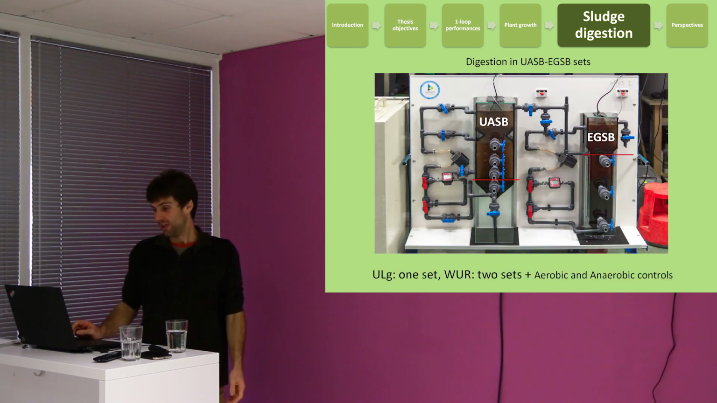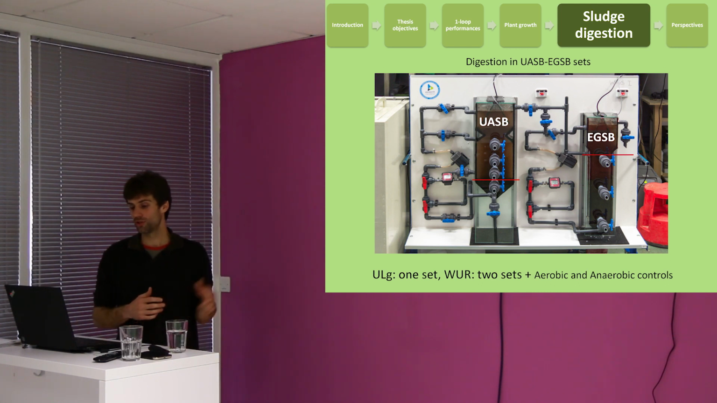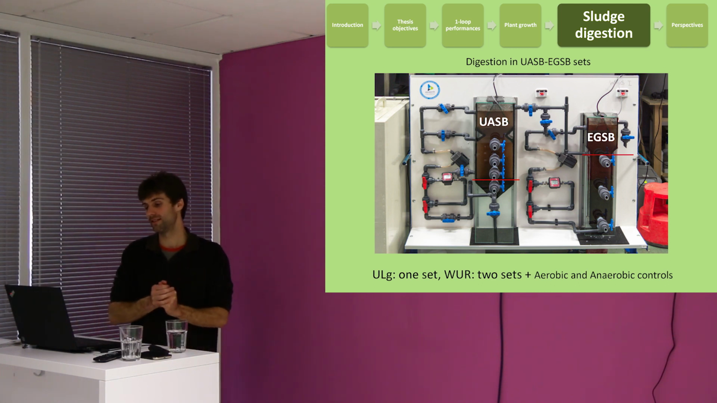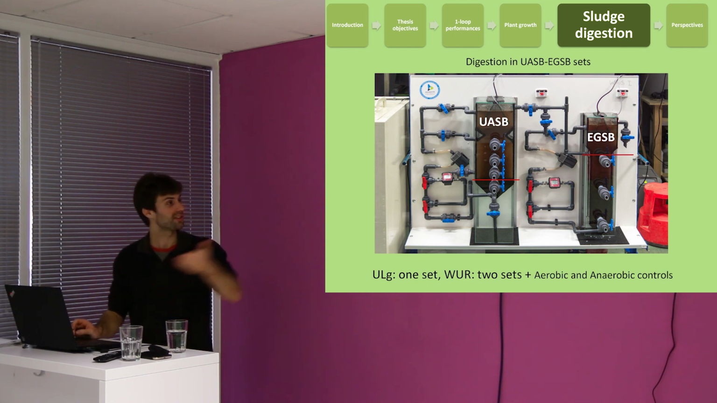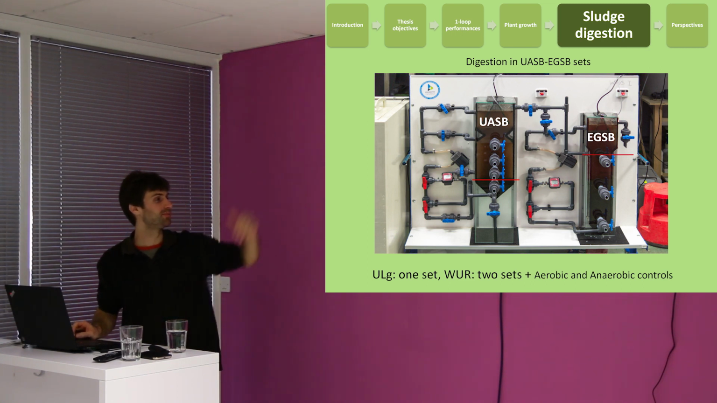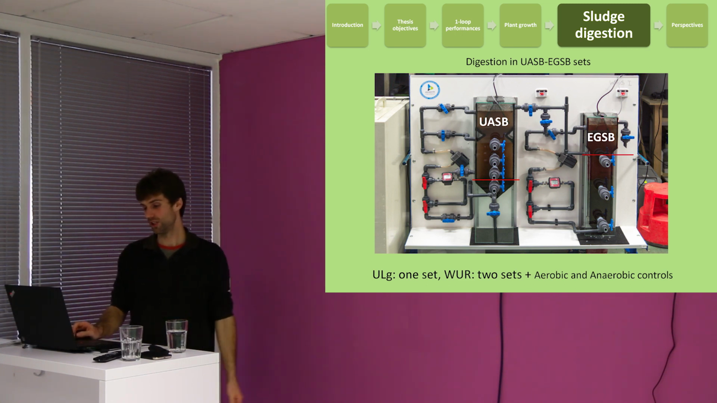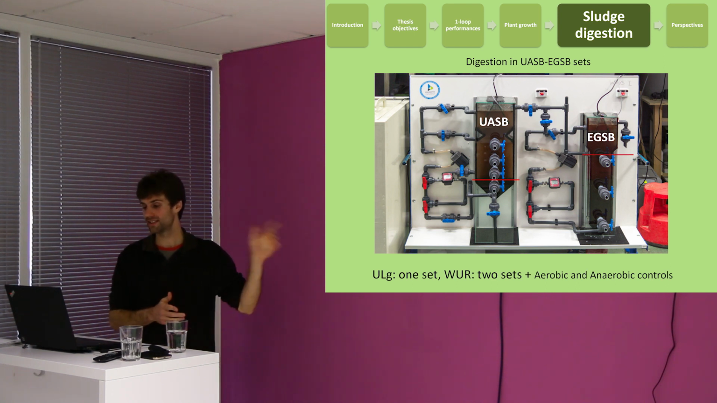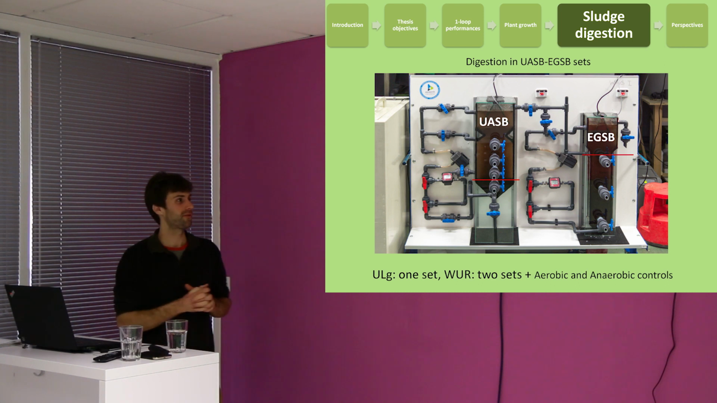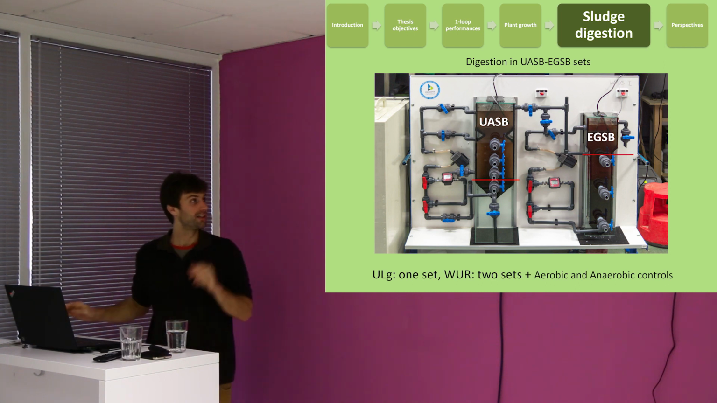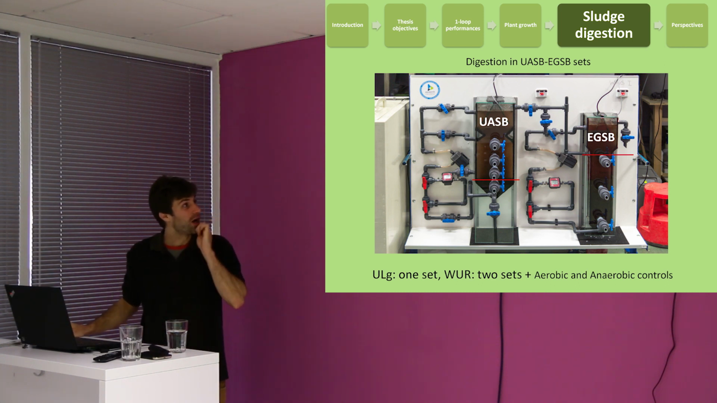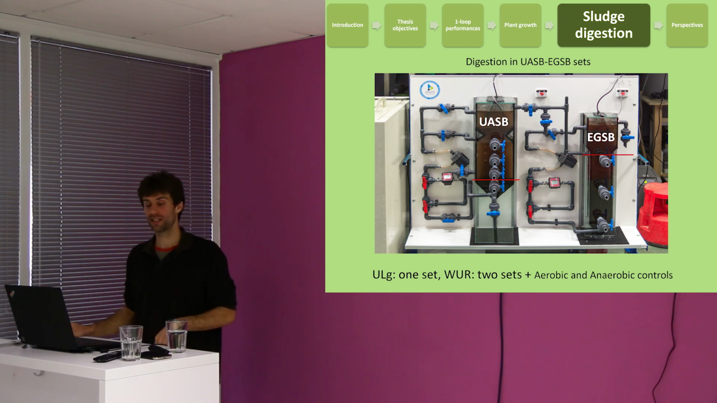So we wanted to go further because the results were not interesting enough. We want to recover more nutrients than less than 10% of the nutrients inside the sludge. So we looked at the literature and we found that this kind of reactor is very promising. It's an upflow anaerobic sludge blanket reactor.